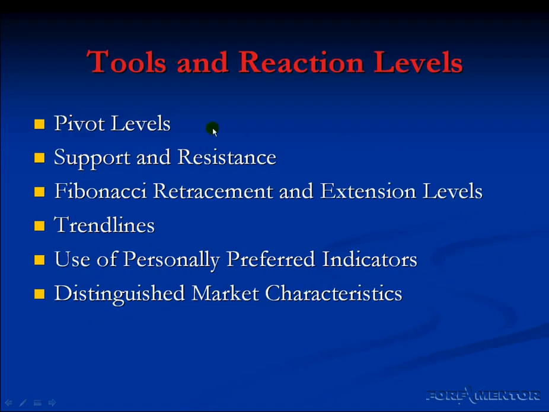Some of the tools or reaction levels that we will be looking at, of course, are pivots, support and resistance, Fibonacci retracement and extension levels, trend lines, and then, of course, the use of personally preferred indicators and distinguished market characteristics that exist. So, for example, the time of day that the market is moving, what economic reports may be coming out, and other idiosyncratic factors that can play a part in the market we will also be covering as well.